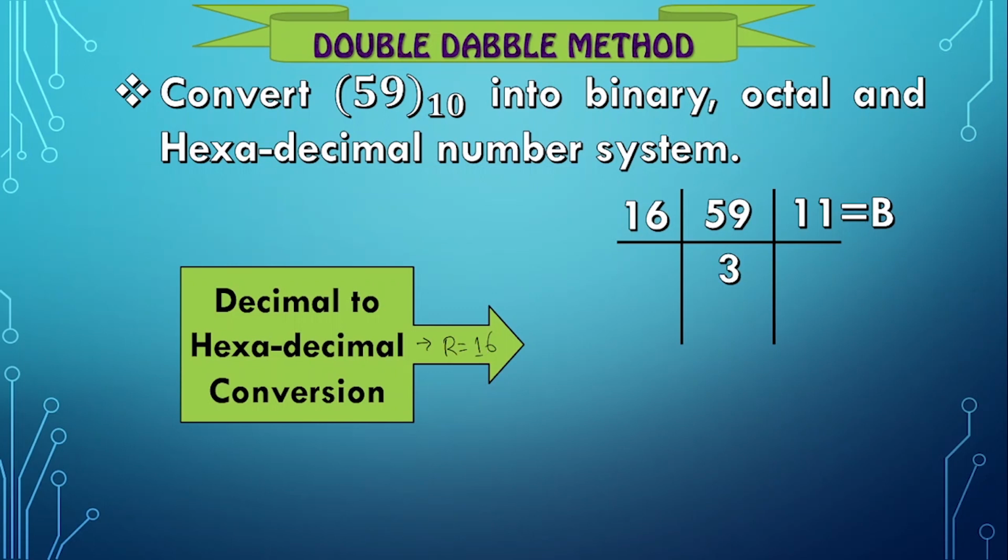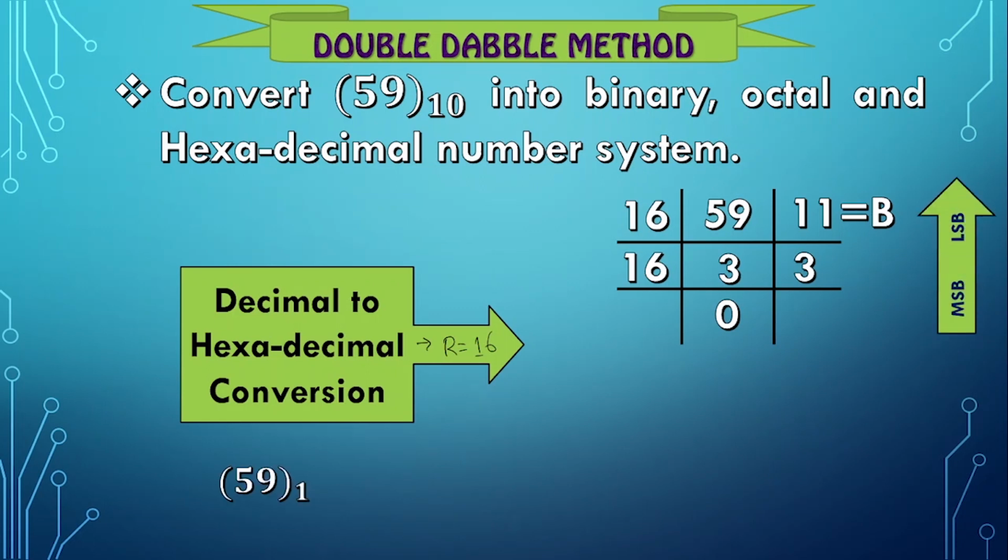Now 3 divided by 16, so as you know that if divisor is greater than dividend, then quotient will always be 0, and once quotient becomes 0, then you stop the division. So my latest remainder is 3 and my first remainder is B. So 59 in decimal can be represented as 3B in hexadecimal. So in this way, double dabble method is very effective method by which you can convert any decimal number into either binary or octal or hexadecimal number system.